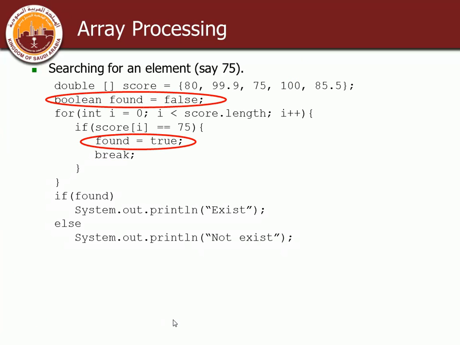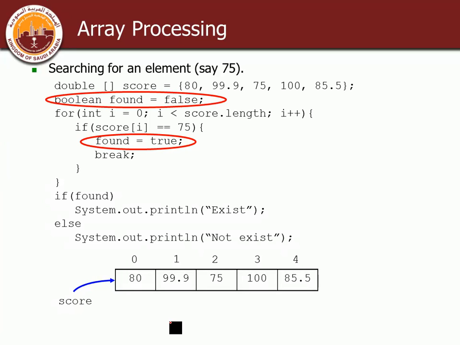All right, and this is how it works, just to summarize. We start with i equal to 0, and then we compare score of i to whatever we want. If it's the case, we get inside, but it's not the case, for example, here. So we continue. i becomes 1, so it's not the case. i becomes 2, and then score of i is equal to 75. So we get inside, found becomes true, and then we break. That means we get out of the loop and we come back here.